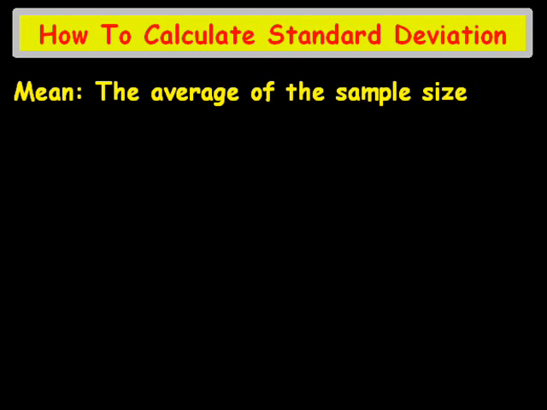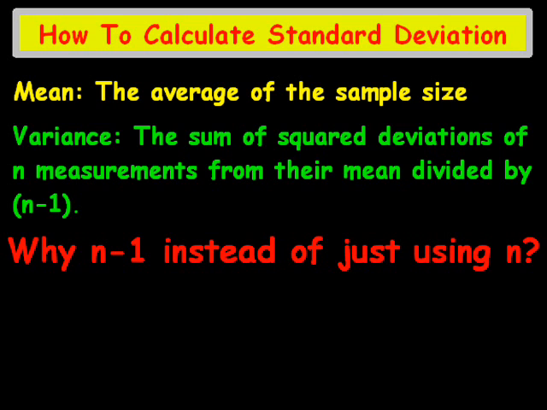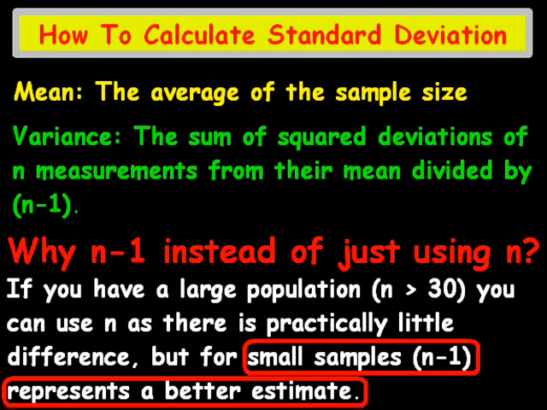The mean is the average of the sample size. Now, variance is the sum of squared deviations of n measurements from their mean divided by n minus 1. And you're probably asking why n minus 1 instead of just using n? Well, if you have a large population of n greater than 30, you can use n as there's practically little difference, but for small samples, n minus 1 represents a better or more accurate estimate.